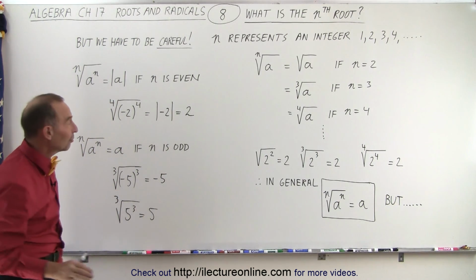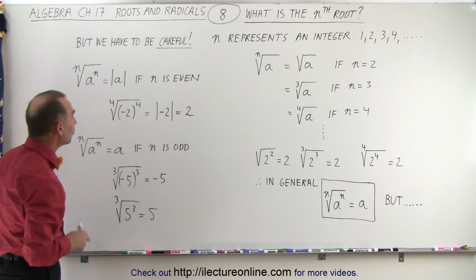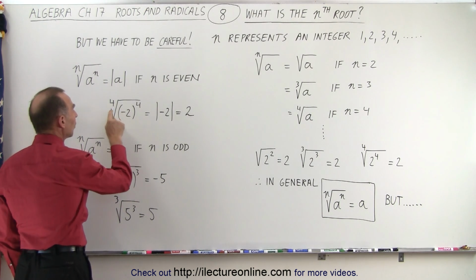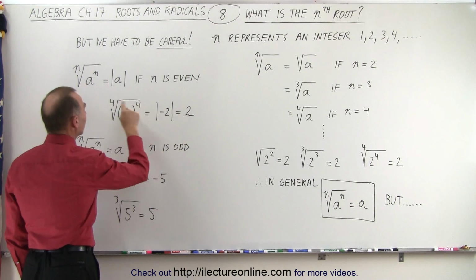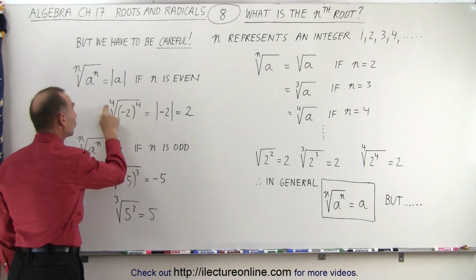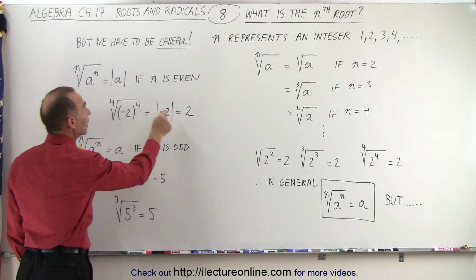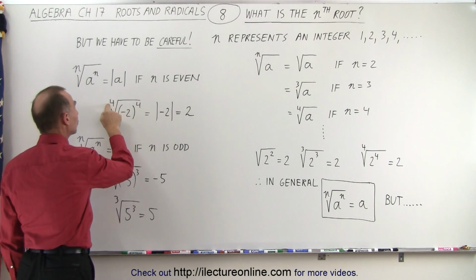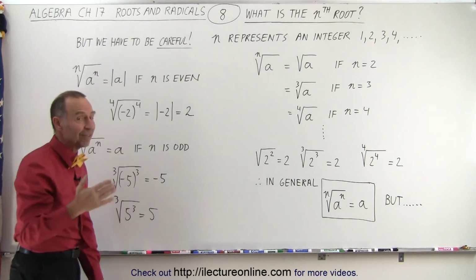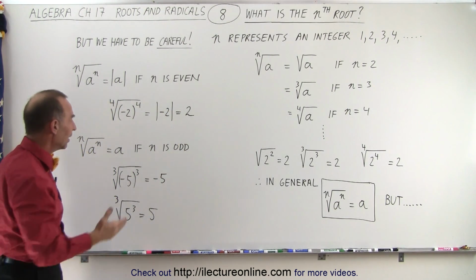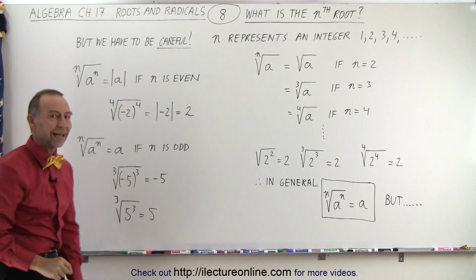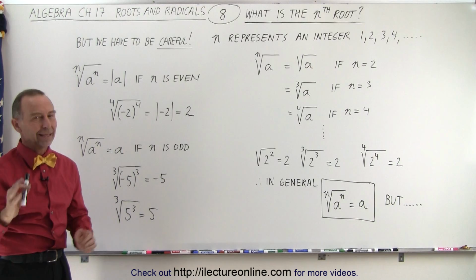But with an even exponent and an even root, it doesn't make any difference. If you take the fourth root of a negative number, or I should say more correctly, if you take the fourth root of a negative number to the fourth power, you get a positive number. If you take the fourth root of a positive number to the fourth power, you get a positive number as well. So if n is even, the answer is always positive. If n is odd, the answer is negative if you have a negative number inside the radical sign. And that is how it's done.